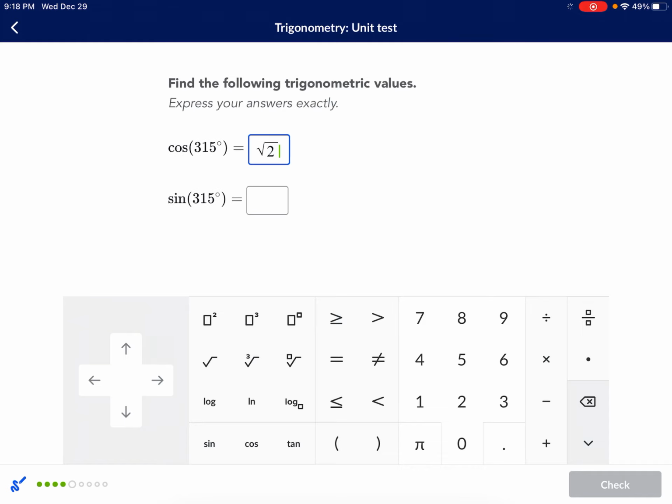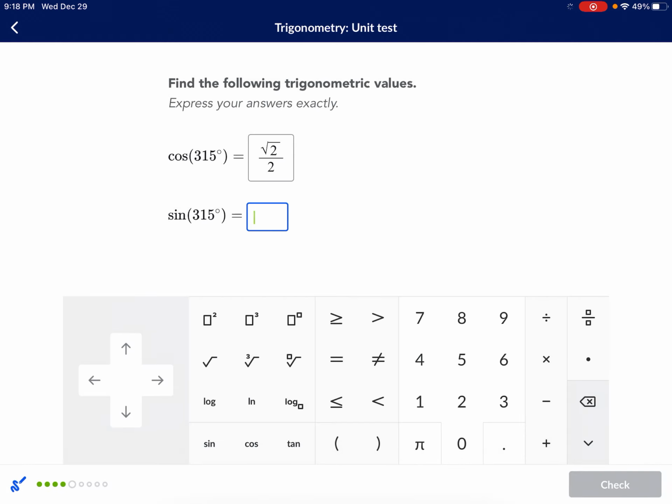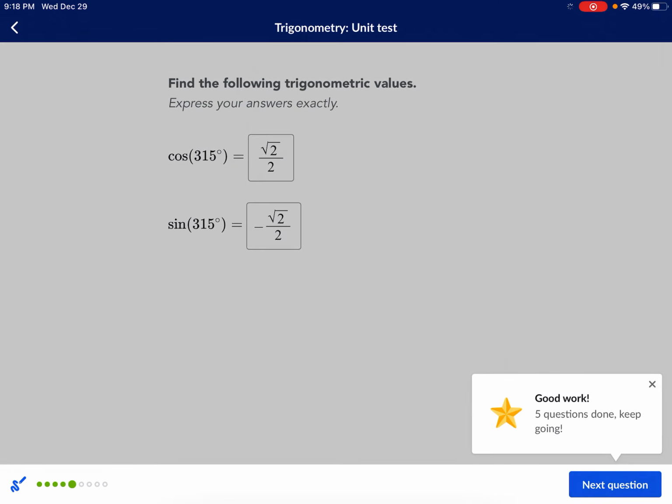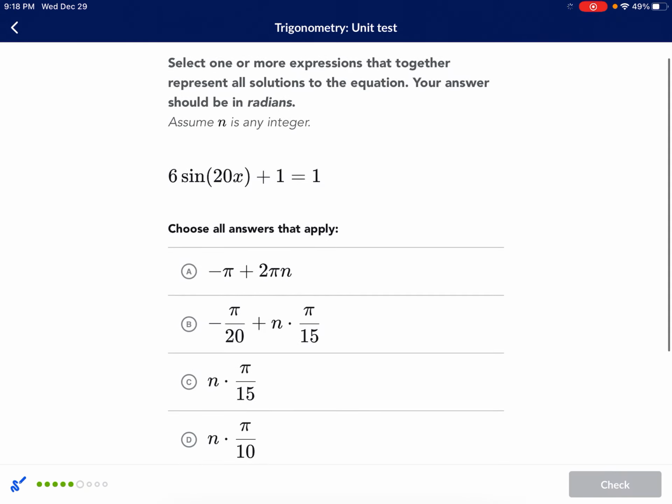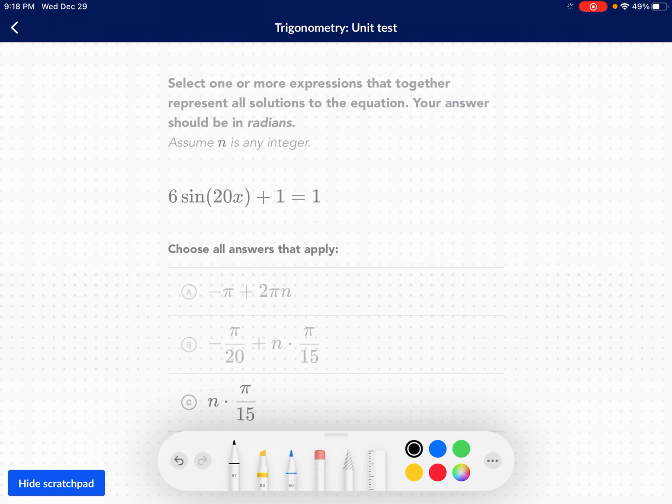Cosine root 2 over 2. Root 2 over 2. Sine is negative root 2 over 2. Negative root 2 over 2. Nice. Okay. Wait, it's in radians, so yeah, my calculator is already in radians.